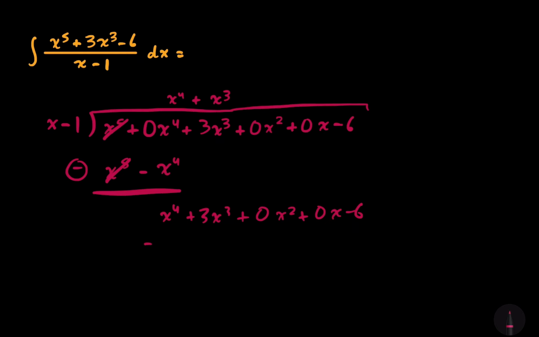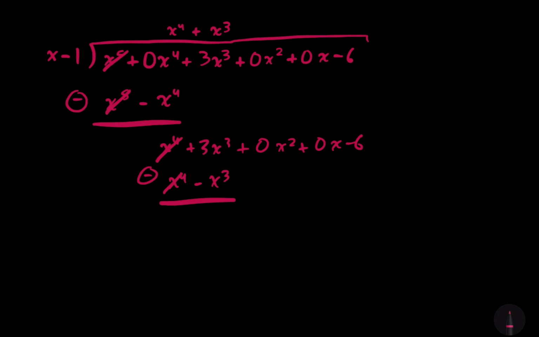So x cubed times x is x to the 4th. And then x cubed times negative 1 is negative x cubed. And then when we subtract, these will cancel out. Here we'll get a 3x cubed plus x cubed because the negatives cancel. So we get 4x cubed plus 0x squared plus 0x minus 6.